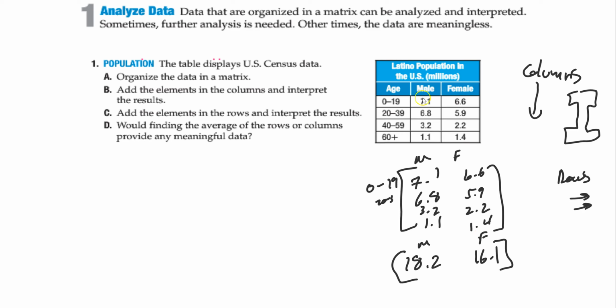Add the elements of the column, so we add all these up, and then interpret the results. Well, this is the total number of males and total number of females, because this is broken down by age: males between 0 and 19, males between 20 and 39. If we add them all up, we just get all the males and all the females.